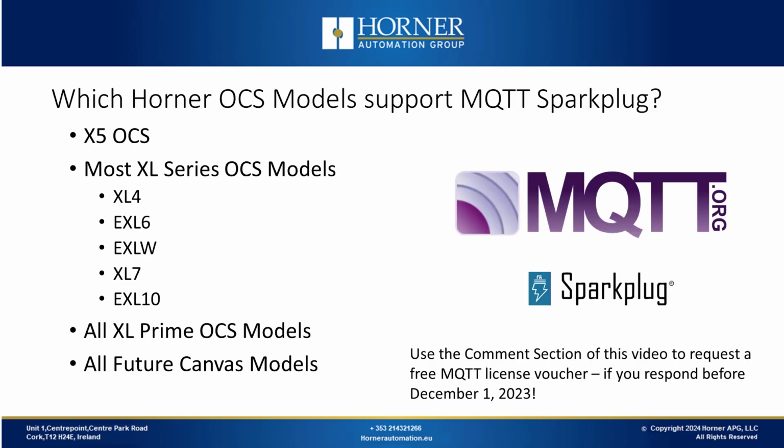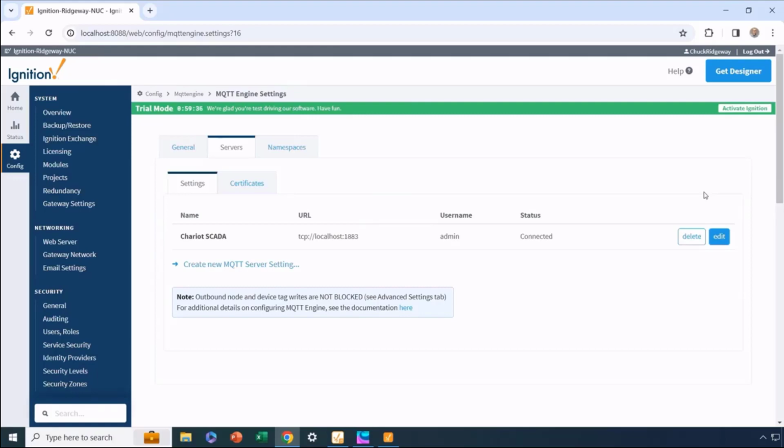Not all Horner OCS models support Sparkplug. Models that do include the X5, the XL OCS series from the XL4 onwards, all XL Prime series models, and all future Canvas models. Now we'll look at how to set up today's demonstration.